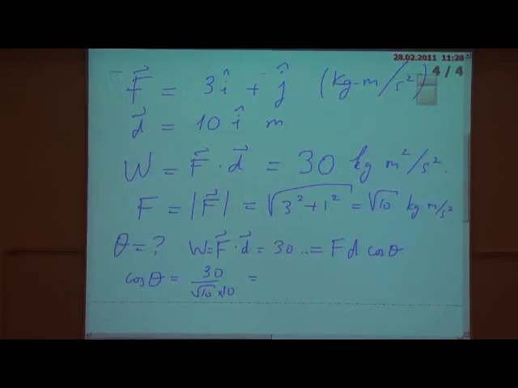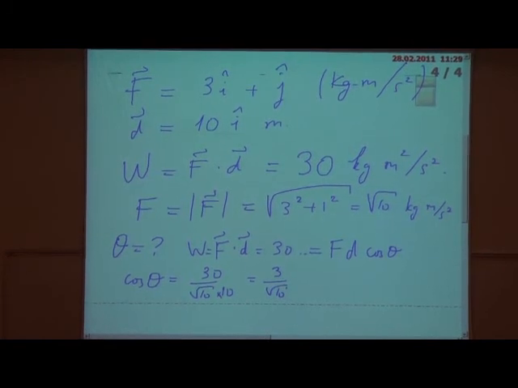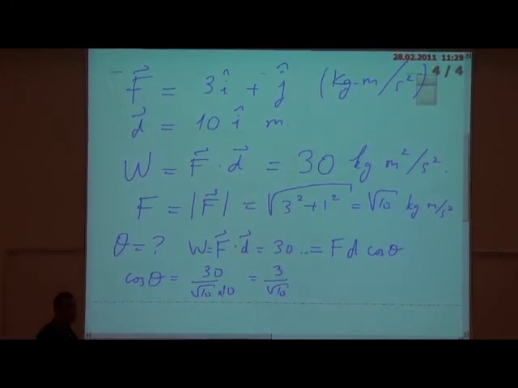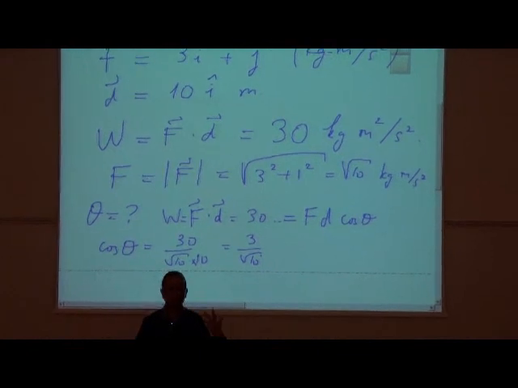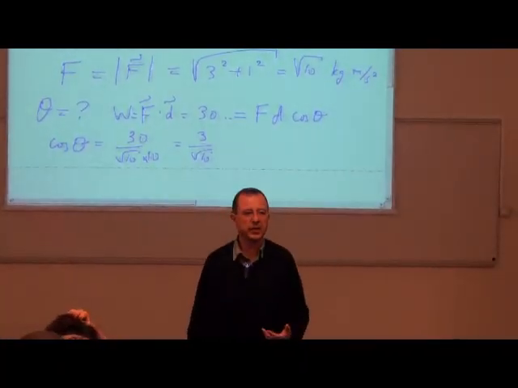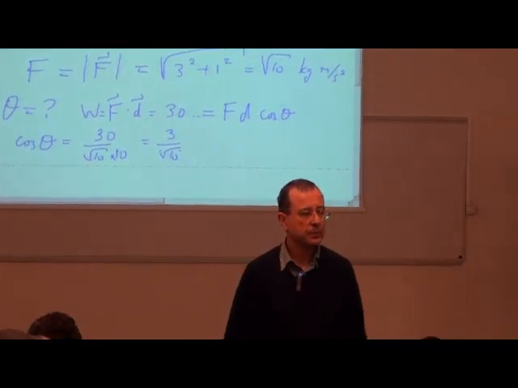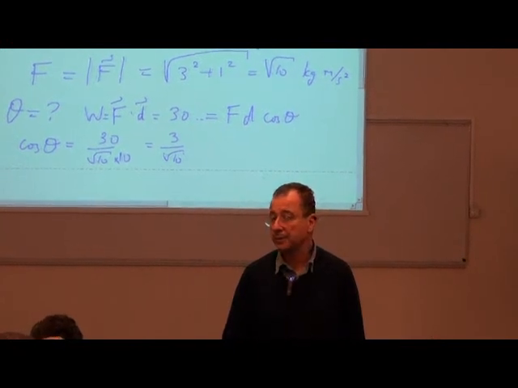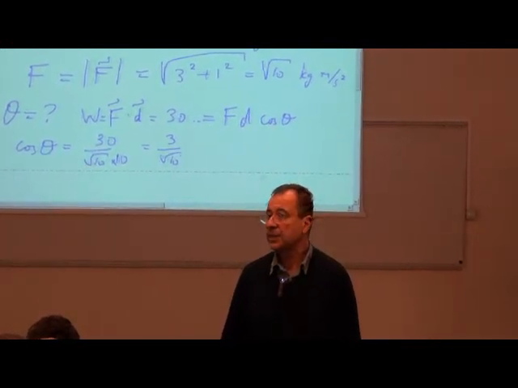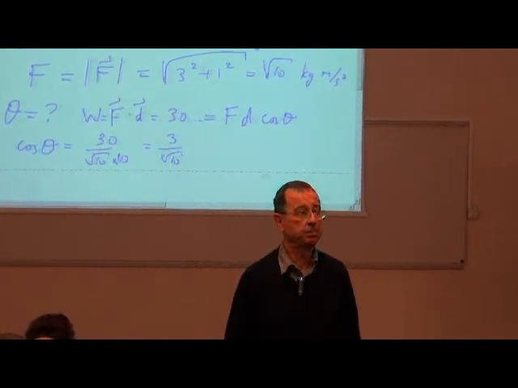So it's 3 over square root of 10. The cosine of this angle, I don't know what the angle is, but if I know its cosine, I can look it up from my calculator or somewhere, okay? So this is the way to find the cosine. Is this clear? Does anybody have a question?